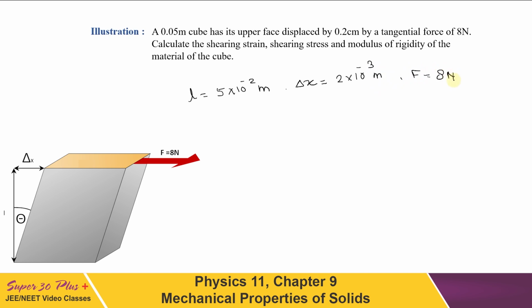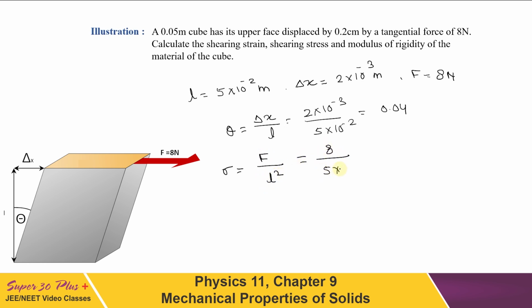So if I write shearing strain, denoted by theta, its value will be delta x upon L, which is 2 into 10 to the power minus 3 upon 5 into 10 to the power minus 2. That is equal to 0.04. This is the shear strain. Now to calculate shear stress, we have to write F upon L square. So it will be equal to 8 upon 5 into 10 to the power minus 2 and then square of this, that will come out to be 3200 Newton per meter square.